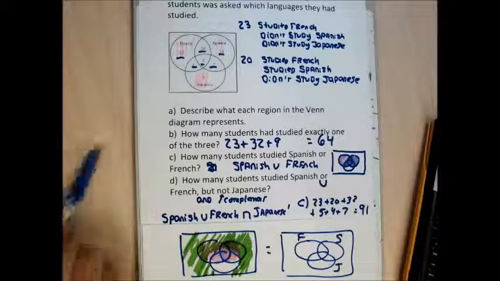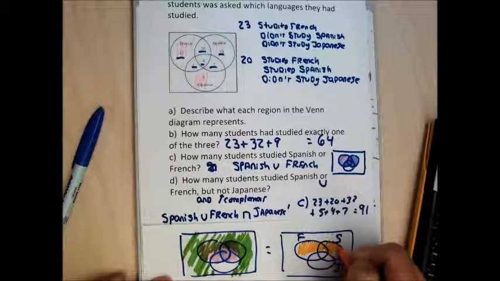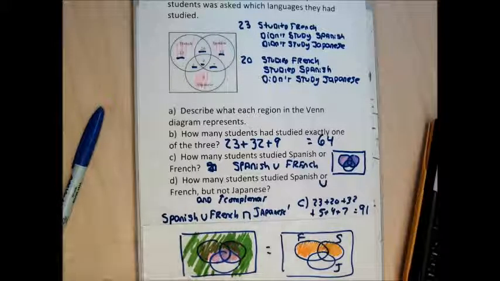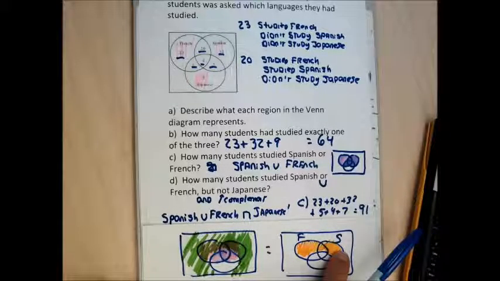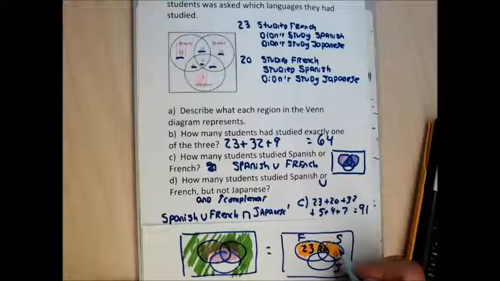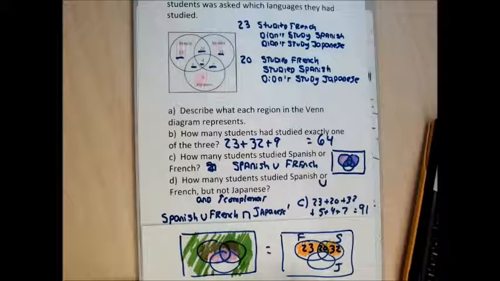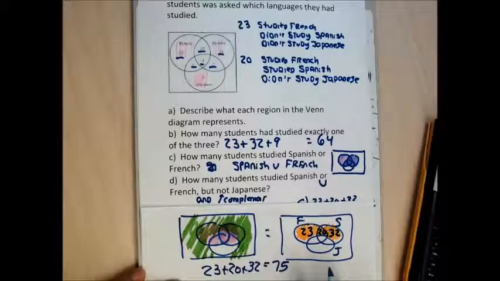If I look at my drawing, the union first in pink, and then the intersection in green, the regions overlap there. Those are the numbers I'm going to add up, because those students up here studied French and Spanish, and none of them studied Japanese. So I'm going to add up the 23 in this region, the 20 in that region, and the 32 in that region. So I'm going to take 23 plus 20 plus 32, and I think I get 75 as my answer to part D.